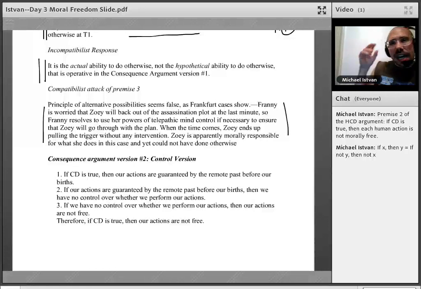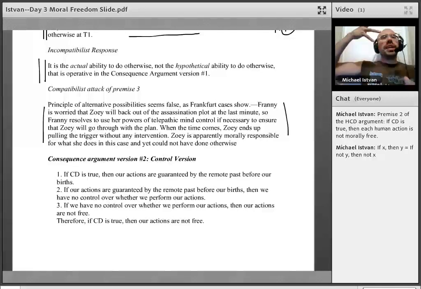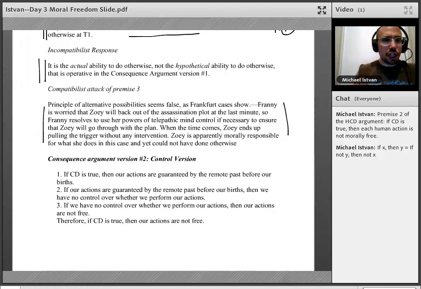And so it's not like Franny in the local case, ready to intervene on Zoe if she's going to pull out in that specific case. But imagine a global intervener, like a God who's watching you from the time of your birth, ready to intervene at any point where you make a move that the intervener doesn't want you to make. Imagine that the intervener never has to intervene. In this case, the person seemingly is morally responsible, even without ever having had alternative possibilities.